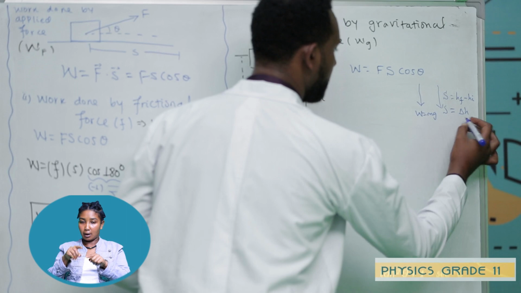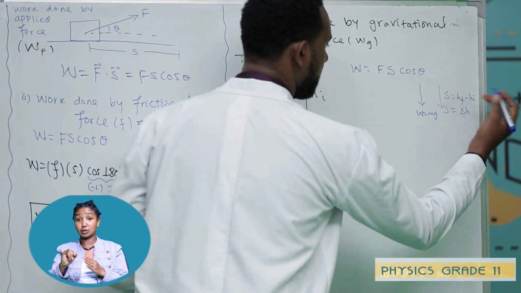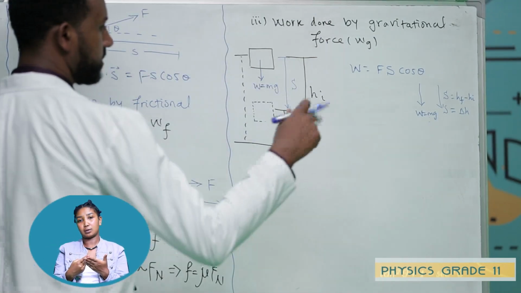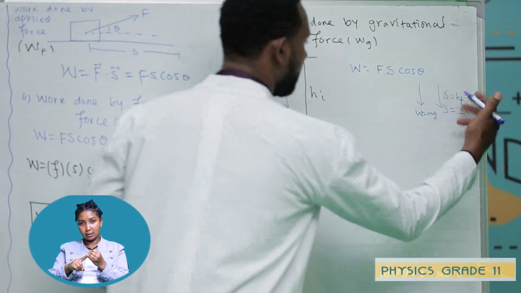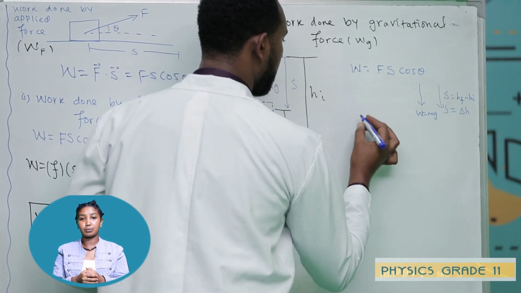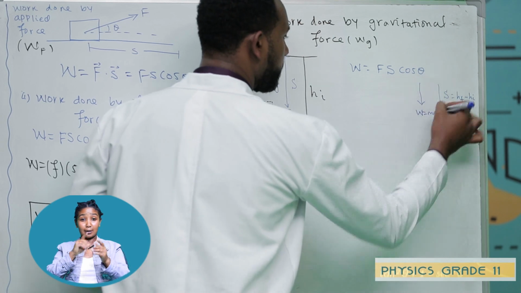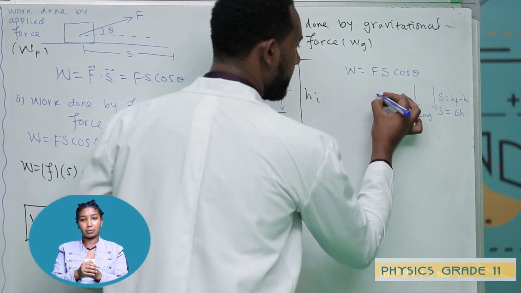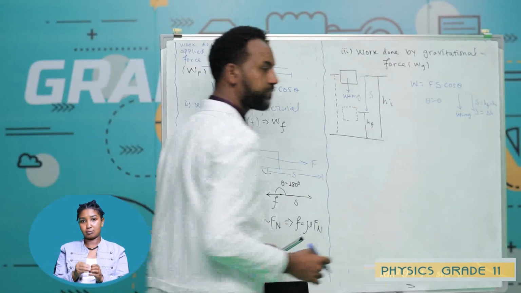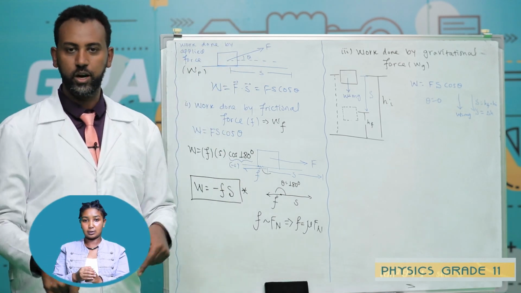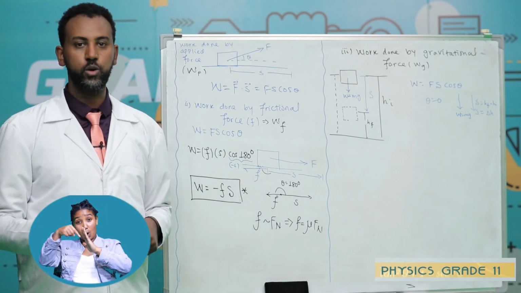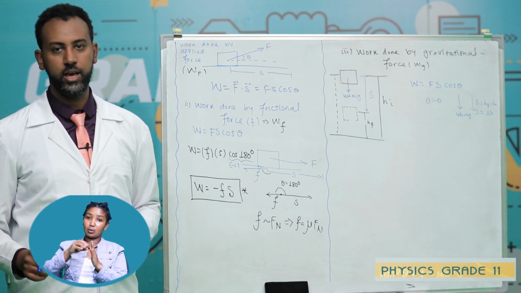If the initial position is 0, we can take the final position as H. Therefore, the angle between the two quantities is 0. Theta is 0. Since the force is acting downward and the object is also moving downward, theta can be taken as 0.